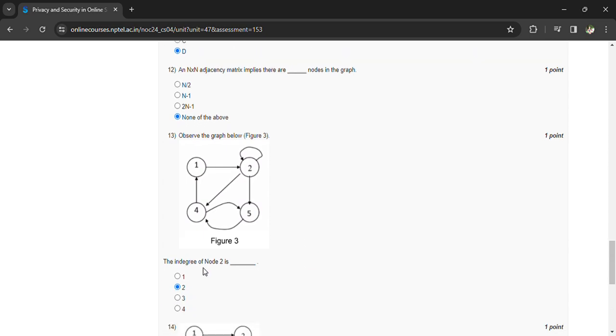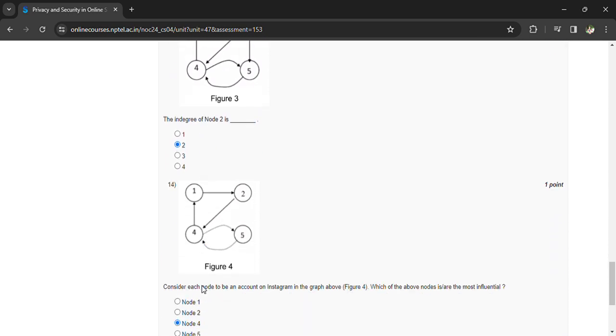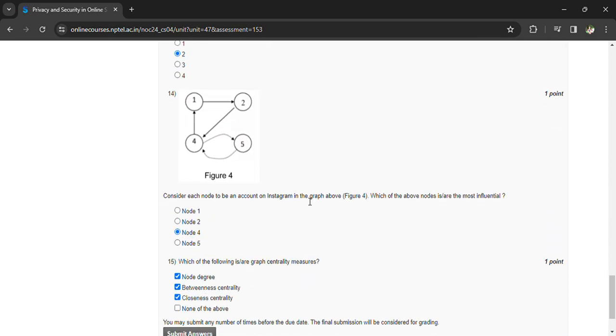Here we have the in-degree of the node. So in-degree is nothing but the edges which are coming towards the node, that is 2. Here if you observe, consider each node as an account on Instagram, which of the above nodes are most influential? Here 4 has more in-degree and out-degree, so node 4 is most influential.